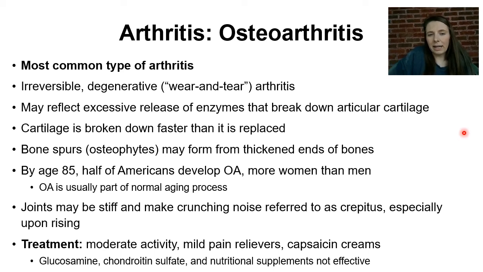In terms of treating osteoarthritis, really all that's out there is moderate your activity, mild pain relievers, and then some capsaicin creams. Capsaicin is derived from hot pepper, and so it's commonly prescribed to add some temporary relief to joint pain. But things like glucosamine and chondroitin sulfate and nutritional supplements are not really effective against treating osteoarthritis, unfortunately.